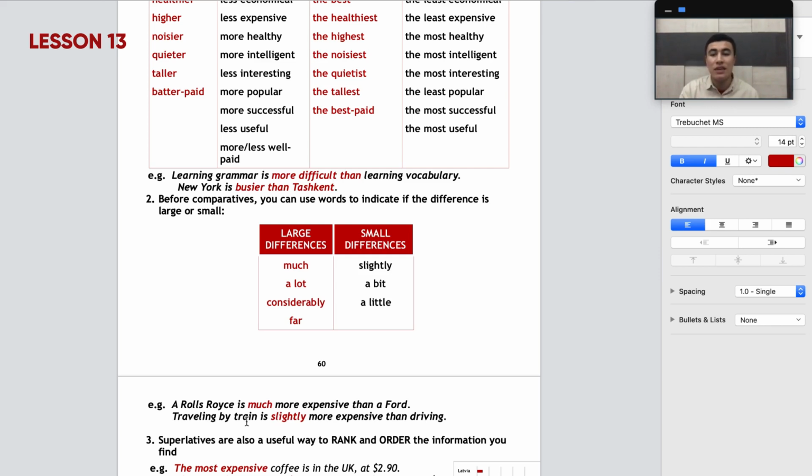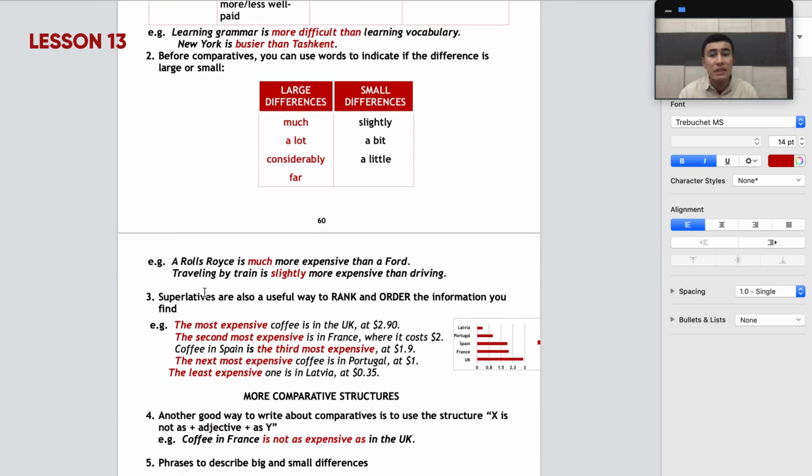So here you can see the comparison between trains and driving a car. If you are going to travel, then the train is going to be slightly more expensive. So let's say 100,000 sums if you travel by train, and around 80,000 sums if you travel by your private car. And now, superlatives are also used to rank and show the order of the information you find in the graph.